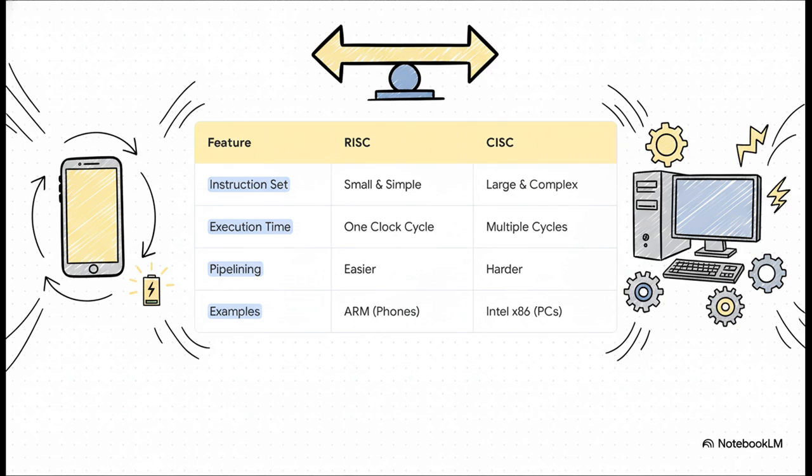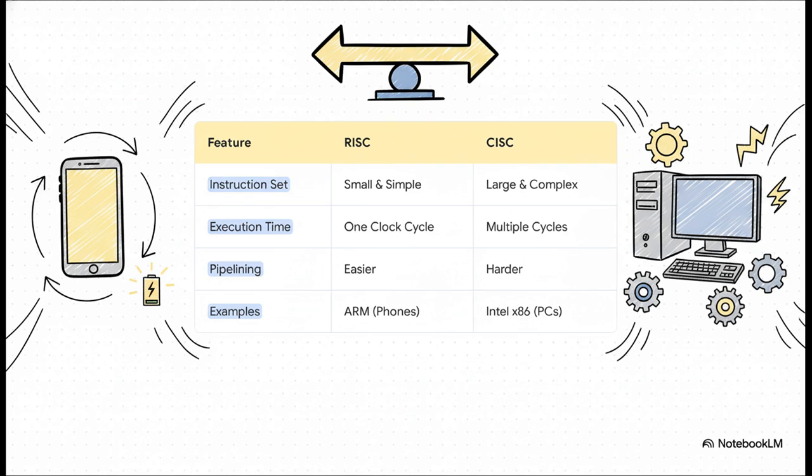RISC, which stands for Reduced Instruction Set, uses a small, simple set of commands that run super fast. On the other hand, CISC, or Complex Instruction Set, uses a much larger library of more powerful but slower instructions. Now, check out the examples. The ARM processor in your phone, that's RISC, which is amazing for power efficiency. Your PC's Intel processor? Probably CISC, built for raw power. But here's where it gets really interesting.